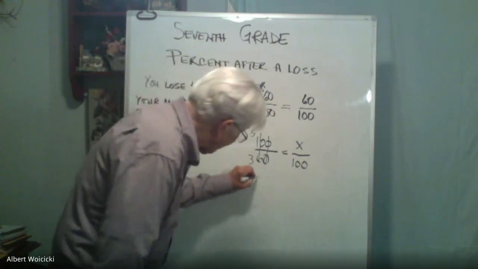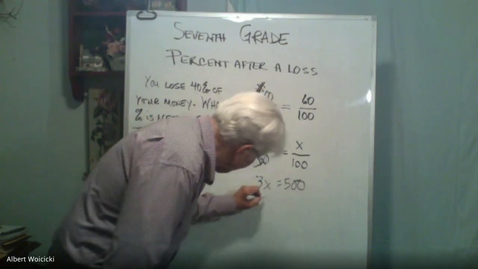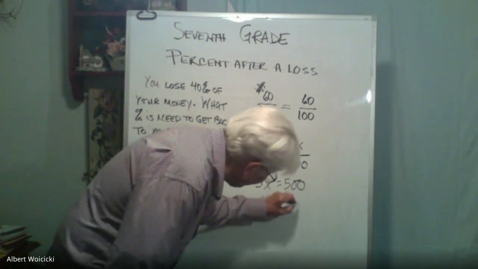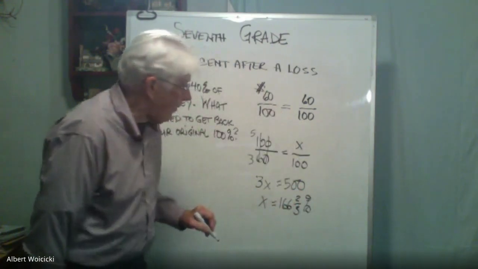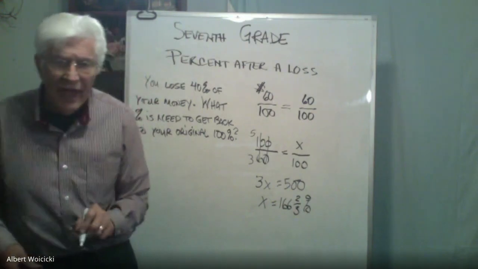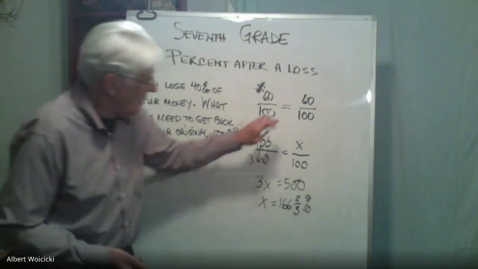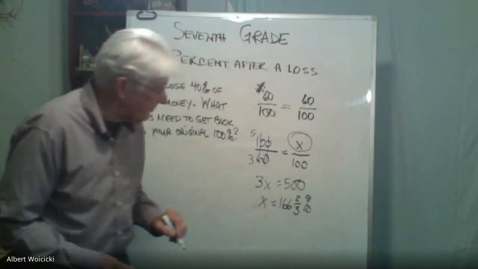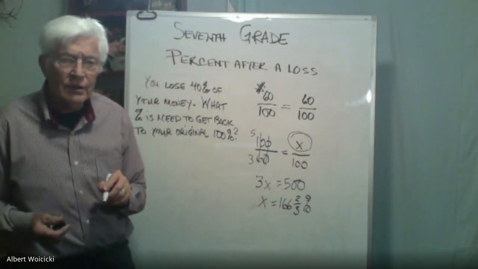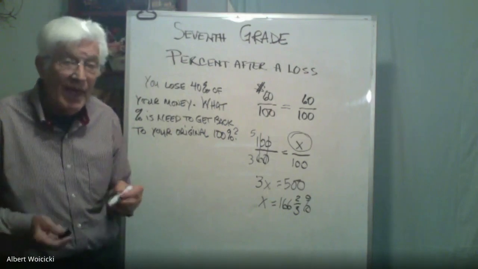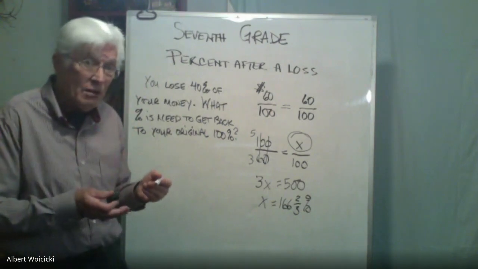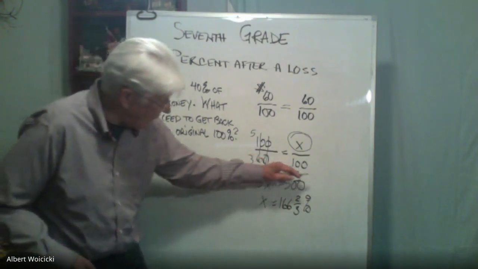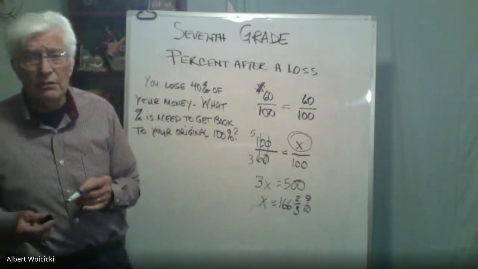Okay. So we get 3x equals 500. And so x equals 166 2/3%. Wow. 166 2/3%. So this x, this percent, is 166 2/3%. So what did I have to make to get back up there? I had to make 166 2/3% above the 100% that was my $60.